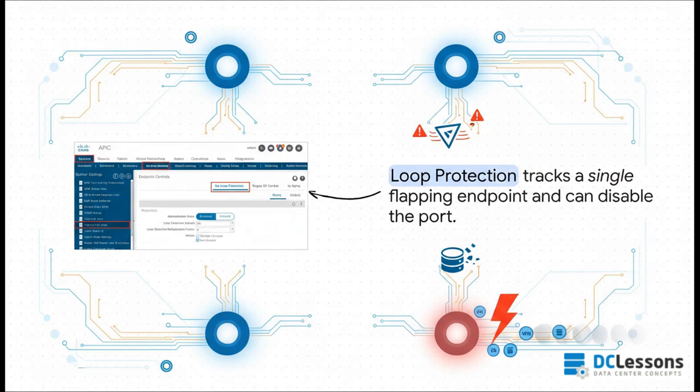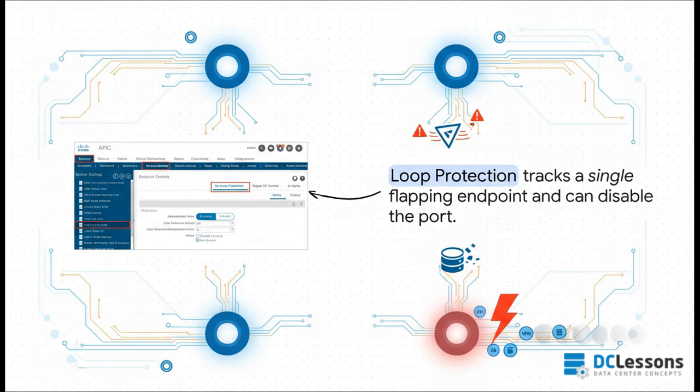Next on the list is endpoint loop protection. Now, this is a global setting, and it's definitely more targeted because it's watching for one single endpoint flapping between different ports. But look at the actions it can take. It can disable learning on the BD, which we already know can be a problem, or, and this is the big one, it can just shut down the entire physical port.